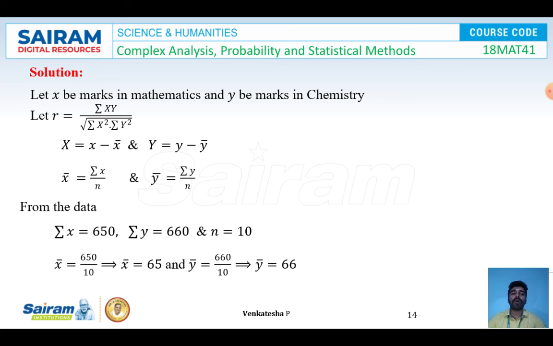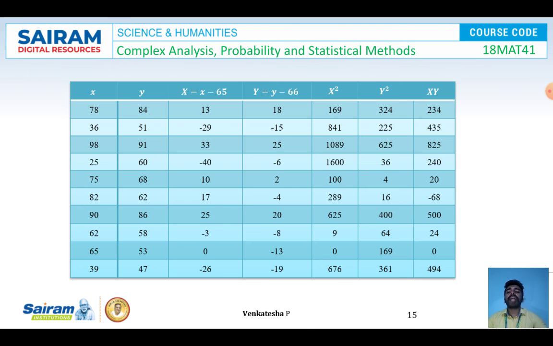So now I can make a tabular column. The tabular column is given like this. It must contain small x, small y. Capital X is equal to x minus 65, capital Y is equal to y minus 66, capital X square, capital Y square, capital XY. So x is given by 78, 36, 98, 25, 75, 82, 90, 62, 65, 39. Small y is given by 84, 51, 91, 60, 68, 62, 86, 58, 53, 47.